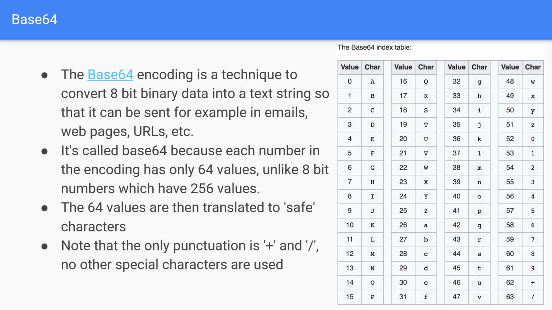The base 64 encoding is a technique to convert 8-bit binary data into a text string so that it can be sent, for example, in emails or web pages or URLs. It's called base 64 because each number in the encoding has only 64 values, unlike 8-bit numbers which have 256 values. The 64 values are then translated to safe characters. Note that the only punctuation is the plus and the slash. No other special characters are used.